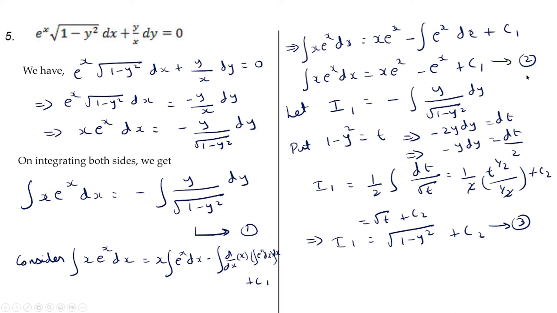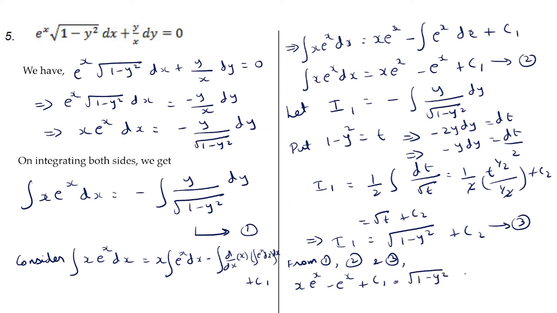Now from 1, 2 and 3, we have the solution. From 1, 2 and 3, integral x e raised to x dx is x e raised to x minus e raised to x plus c1. X e raised to x minus e raised to x plus c1 equal to minus integral y by root of 1 minus y square dy, we have taken as I1, and we got the answer as root of 1 minus y square plus c2.